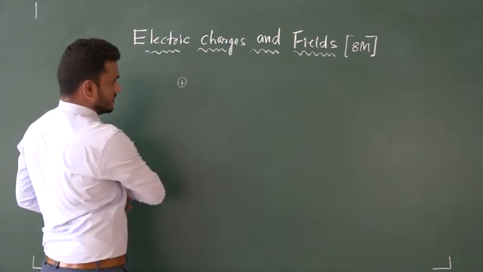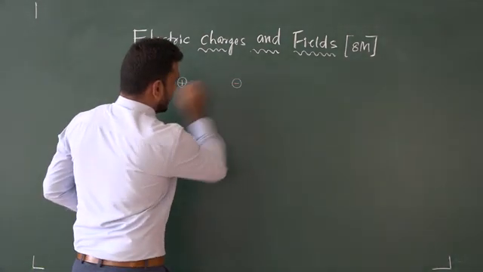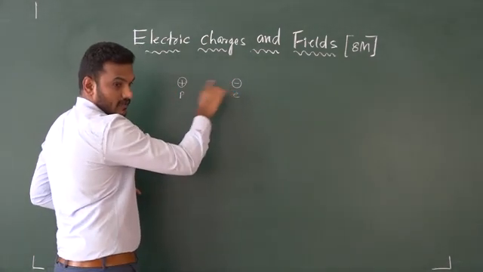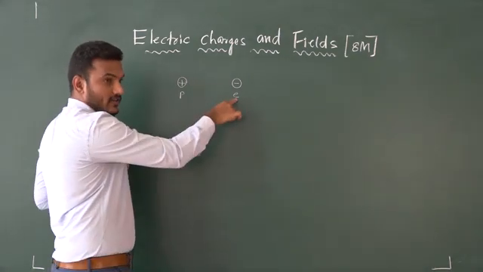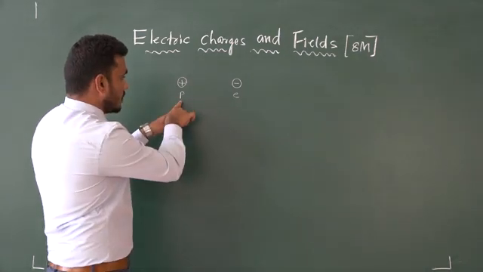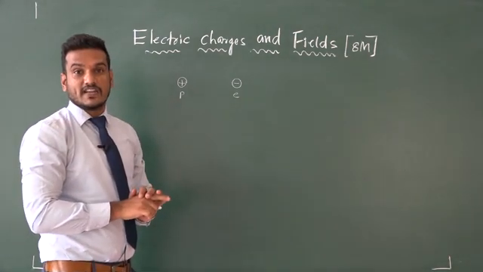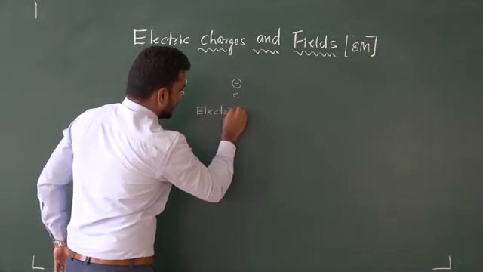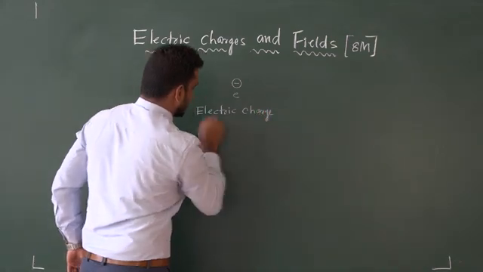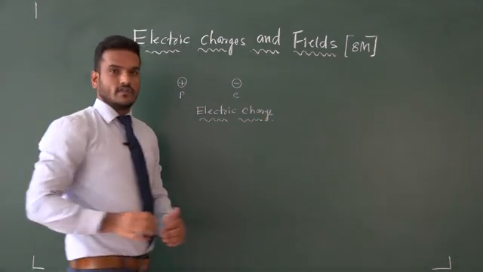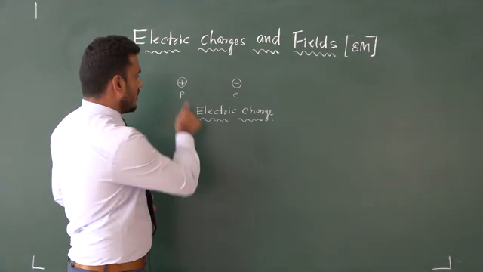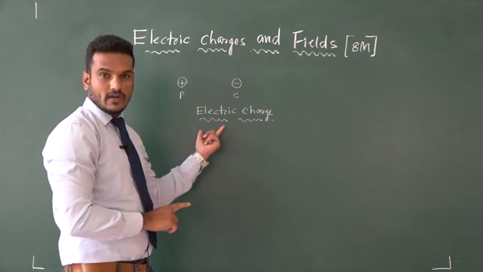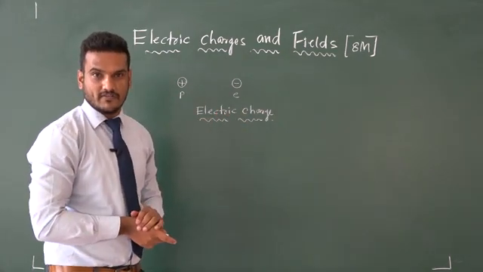See, look at the board. This is a positive charge. Just consider a proton and an electron. The additional property between a proton and an electron that gives rise to electric force between them, we call it electric charge. So the statement for electric charge is: the additional property of proton and electron which gives rise to electric force between them is called electric charge.